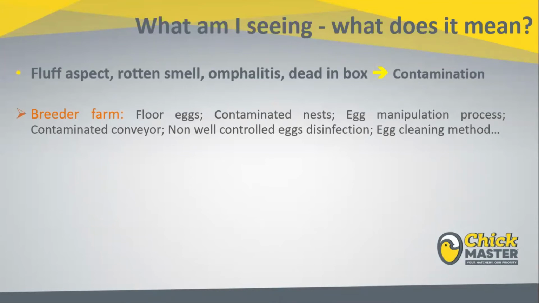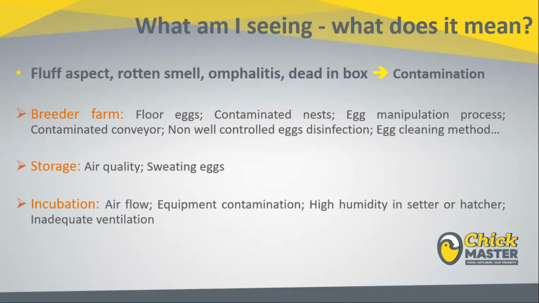So if we are removing the cuticula when we are cleaning eggs, the cuticula is the first barrier to stop the microorganisms from getting into the egg. So if we are eliminating the cuticula, this will have a bad influence on the egg quality and, by consequence, on the chick quality. On the storage process, bad microbiological air quality or sweating eggs during storage can cause contamination.